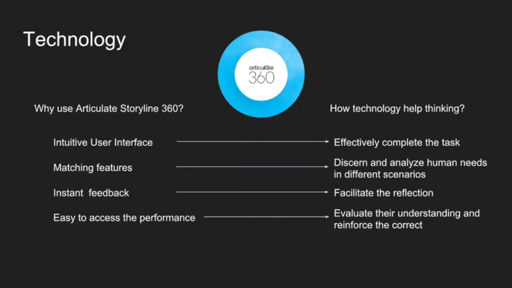First of all, the intuitive user interface allows students to complete the task effectively just through drag and drop features with their finger. The matching feature allows students to discern and analyze human needs in different scenarios by matching human needs to corresponding layers. The instant feedback generated from matching process is capable to facilitate students' reflection by comparing their rationale with Maslow's hierarchy of human needs. And the assessing feature can help students to evaluate their understanding of Maslow's hierarchy and to reinforce the positive rationale.